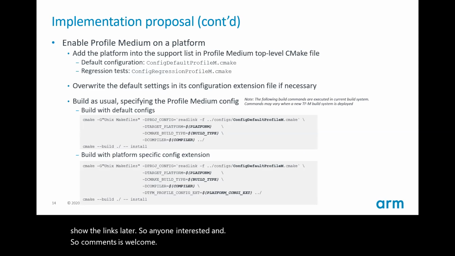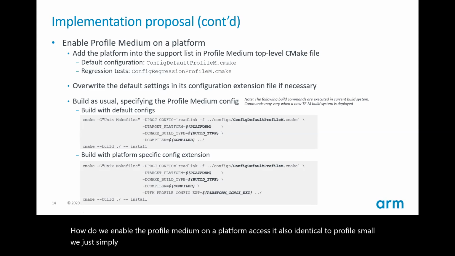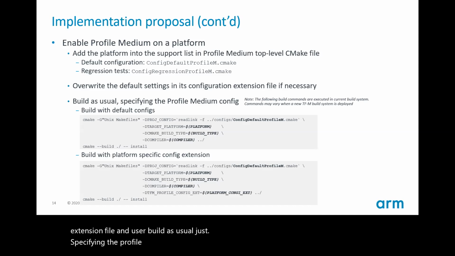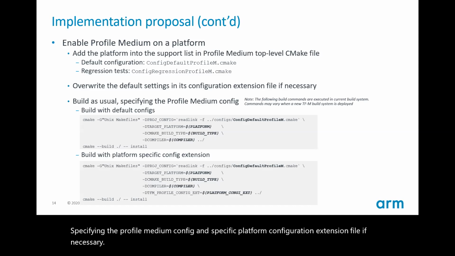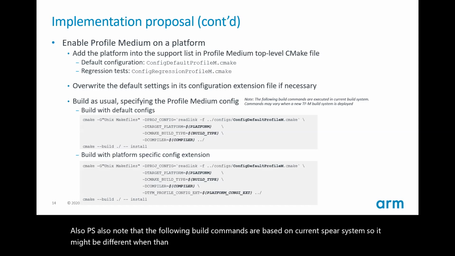How to enable Profile Medium on a platform? Actually, it's identical to Profile Small. We just simply need to add the platform into the support list of the Profile Medium CMake file as for other configurations. And if necessary, we can override the default settings in the extension file and build as usual, just specifying the Profile Medium config and the specific platform configuration extension file if necessary. Also, please note that the following build commands are based on the current build system, so it might be different when the new build system is deployed.